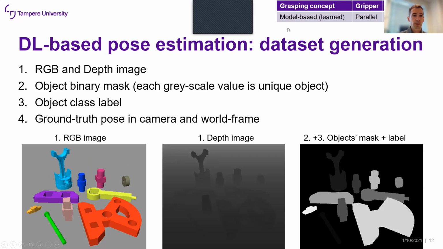The data itself then looks like this. So we have on the left and middle image the color image and the depth image of the object set. And on the right side, you can see the object binary mask and the class label. This means that each individual object in the scene has an individual mask and label, which can be used to train your model. In addition, since it's a simulation, we also have the ground truth pose of each object in camera and world frame, which can be utilized. So this is all obtained from simulation.